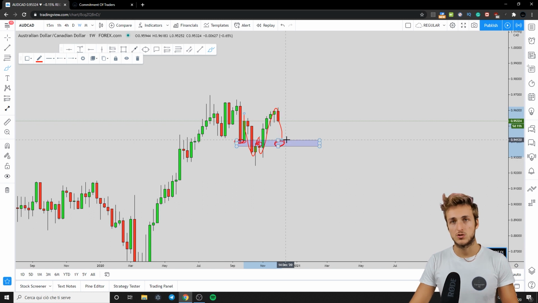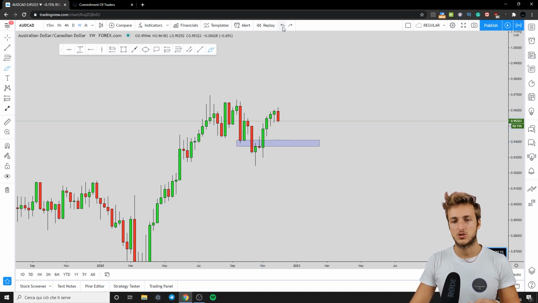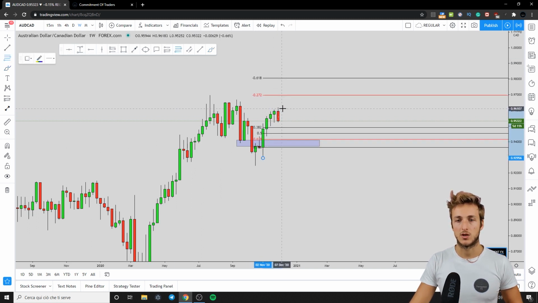So the completion zone of the pattern itself. So also in the weekly, price action is very clear. Now, in general, if you have an impulse in the market and you want to measure the correction, what you have to do is take your Fibonacci from the low to the high of the impulse.